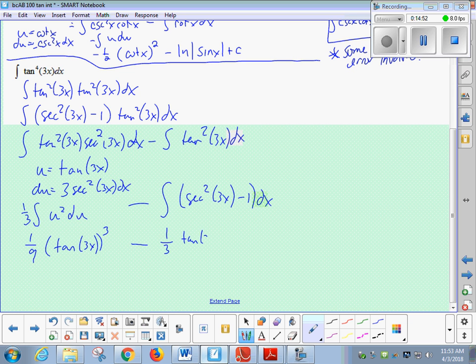Tangent of 3x, is it minus x or plus x? Plus x. Make sure you distribute that negative. See that negative and a negative? Plus x, right? Plus c. Is that clear? Okay.